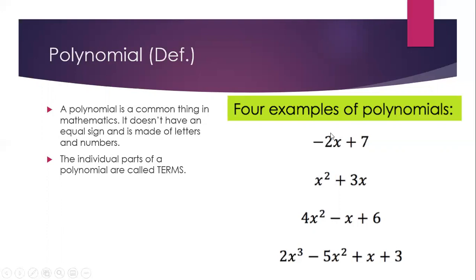So if I was to take this first polynomial right here and split it into its parts, it would split right in the middle, right here, and negative 2x would be the first term, and plus 7, or positive 7, would be the second term. If I was to split this last one, for example, into its parts, I would have 2x cubed, negative 5x squared, 3 plus x, and 4. There are 4 parts to this polynomial.